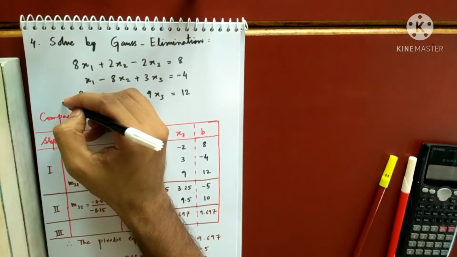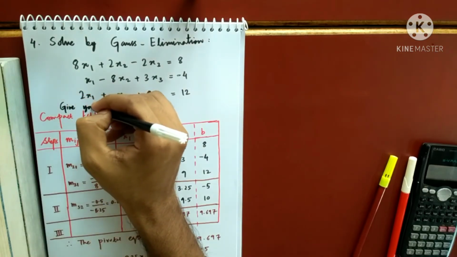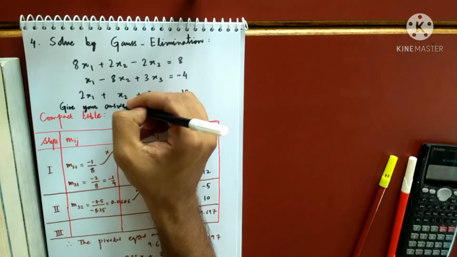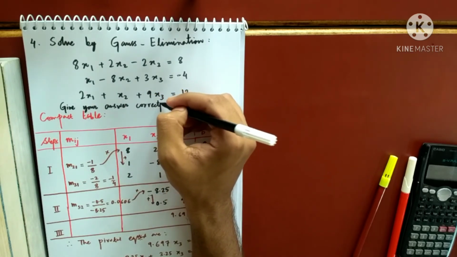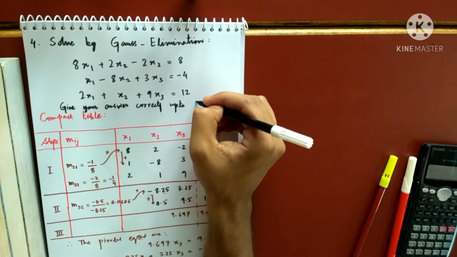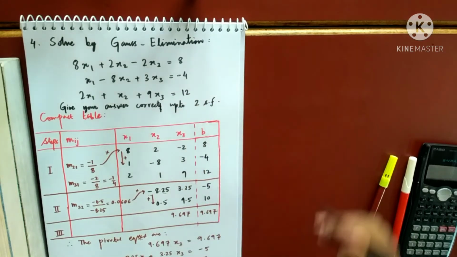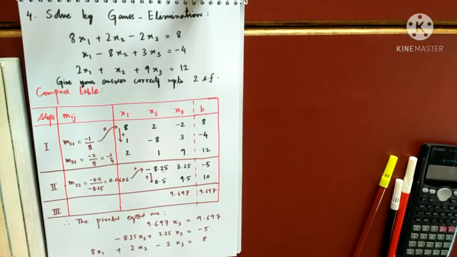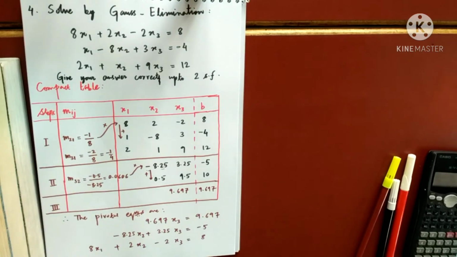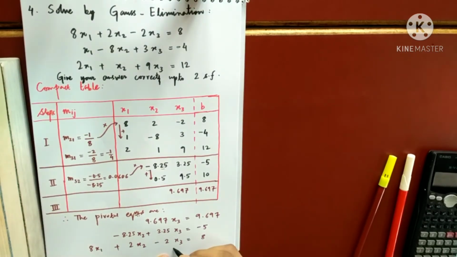See, I am asking you, give your answer correct up to two significant figures. I'm writing in short form, but you should write in full form, significant figures. I hope you have been taught significant figures in Unit 1. So, can you tell me the answer to this equation? On solving this equation, you should get x1 equals x2 equals x3 equals 1.0.